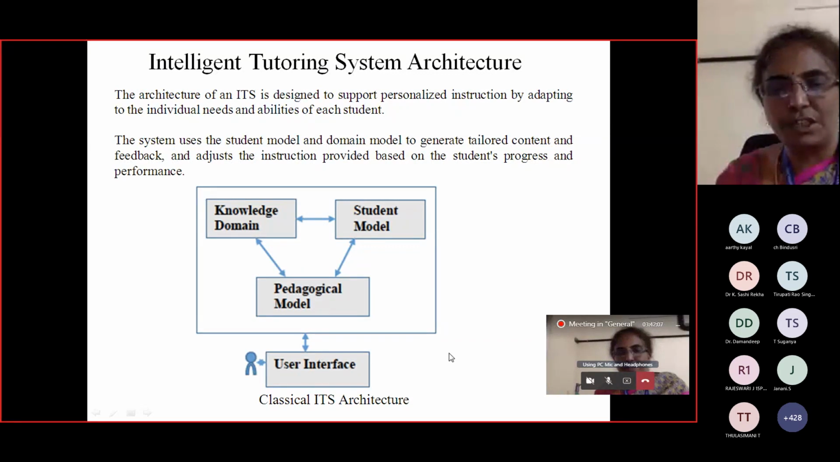The first module is the student module. So next slide, sir.